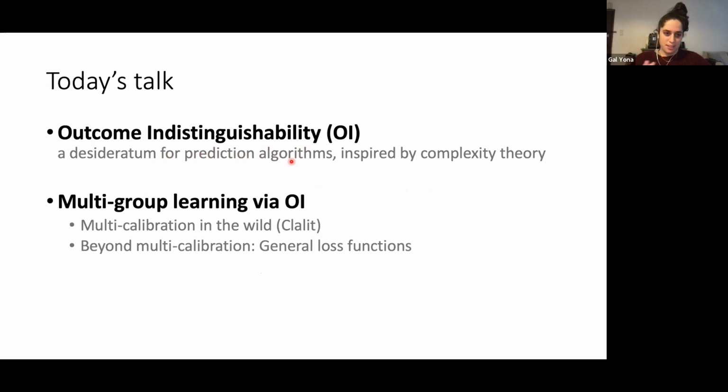Okay, so roughly there will be two parts to today's talk. The first, I'll discuss this notion of outcome indistinguishability, or OI, which is a new desideratum that we put forward for prediction algorithms, which, as you'll see, is inspired by concepts from complexity theory and cryptography. And in the second part of the talk, I'll discuss how we can use this framework to learn predictors that have stronger semantics or stronger guarantees towards subgroups in the data.